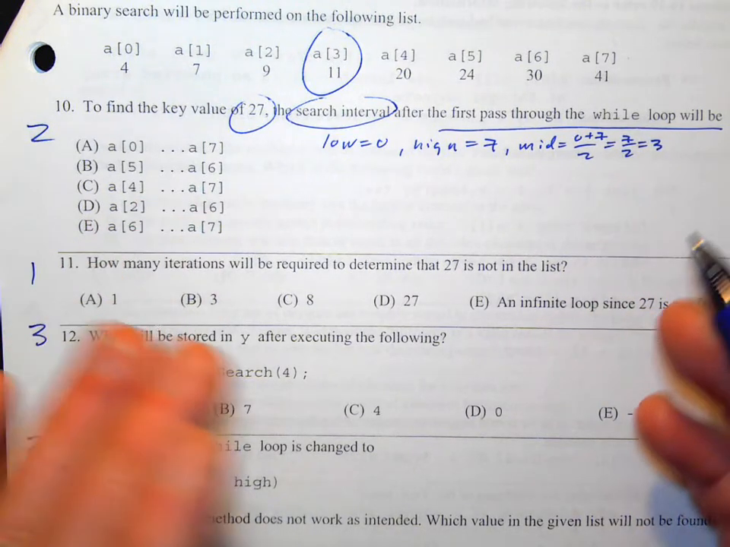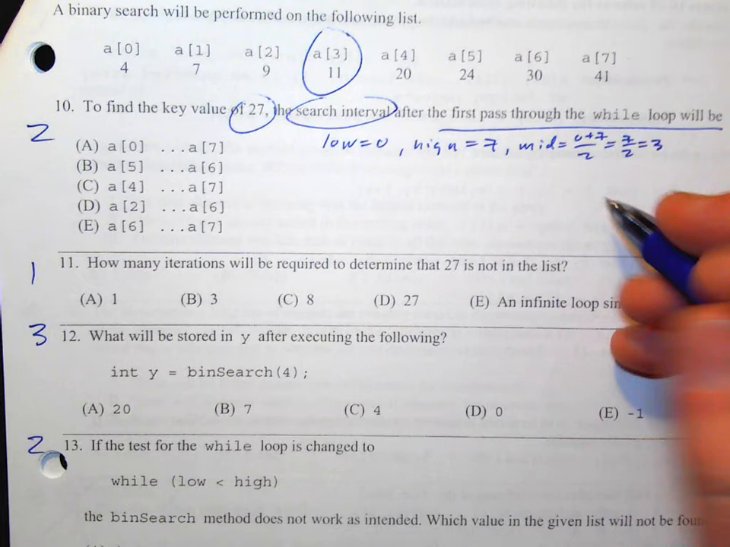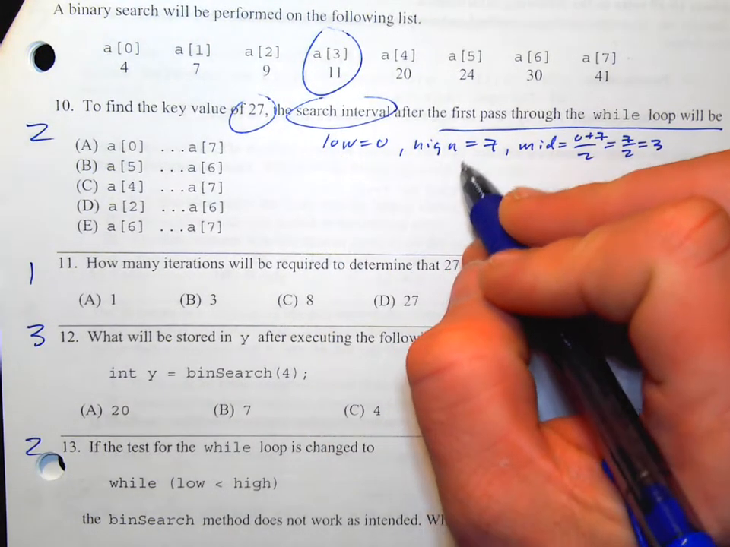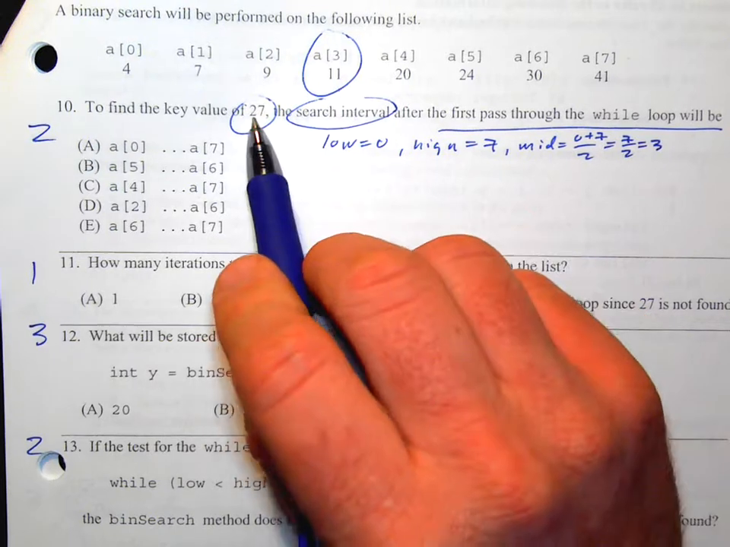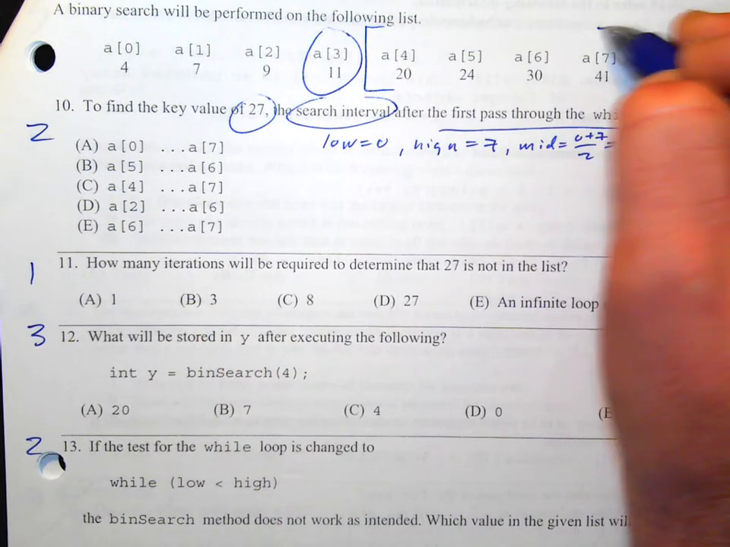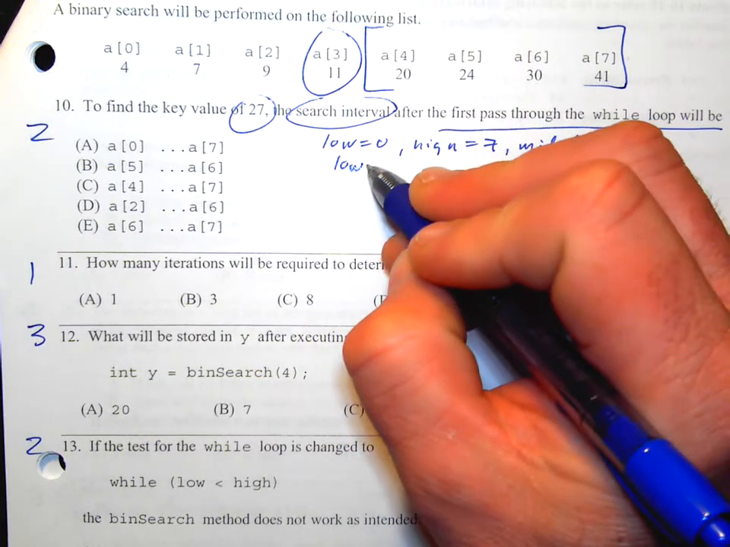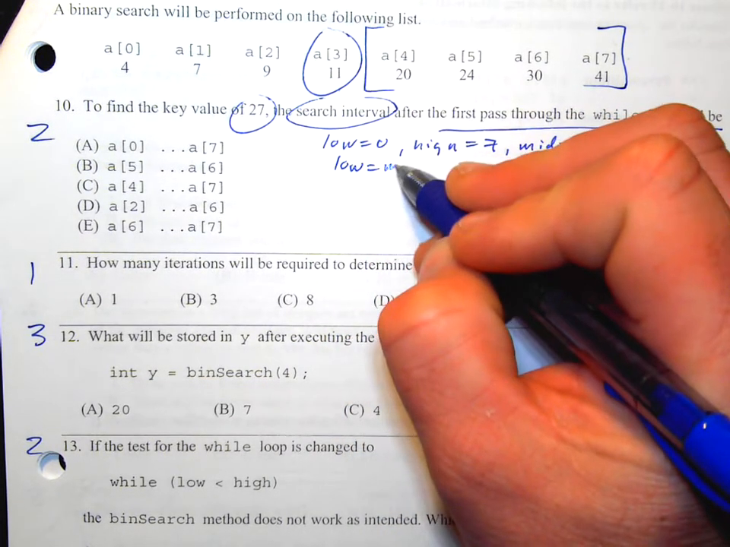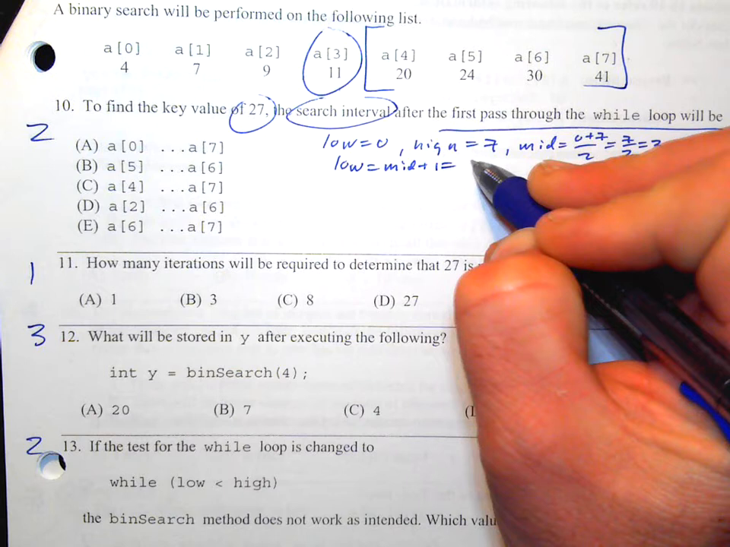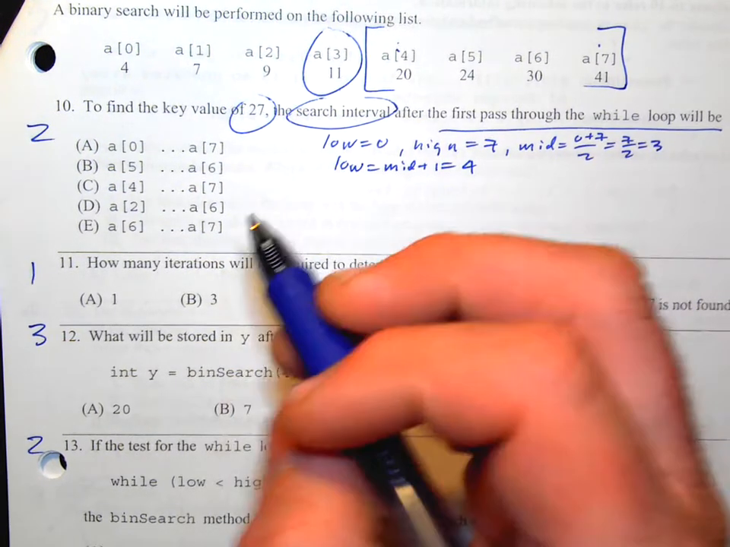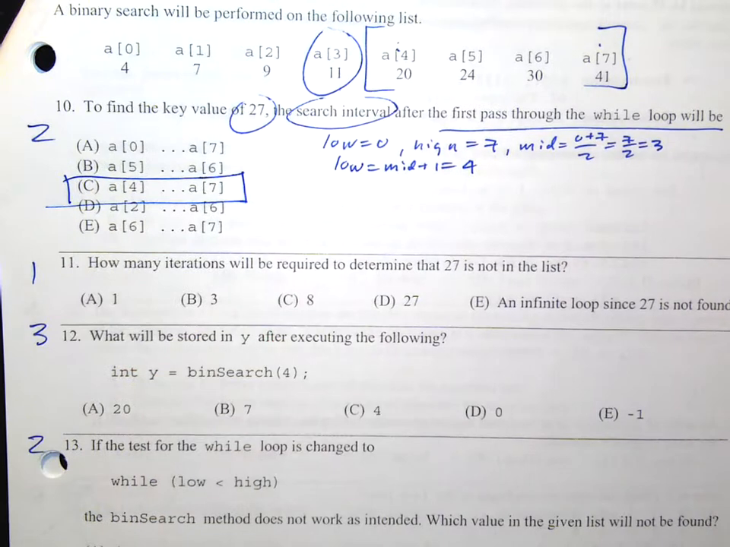So what it does, still in the first pass, is it either resets low or resets high. Because 11 is less than 27, it says, you know what? We need to look over here. So it resets low equal to mid plus 1. Now we're looking at 4 to 7. So that's how binary search works, with the low, high, and the mid.